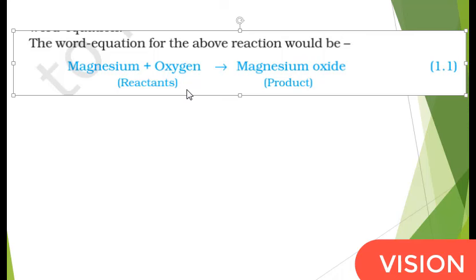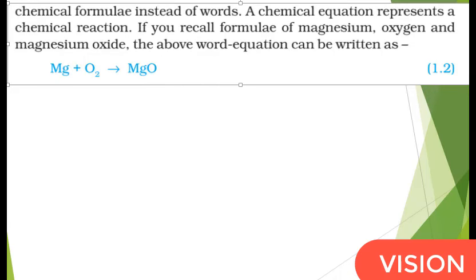This is magnesium plus oxygen gives magnesium oxide. This is the word equation. Symbolic representation is important, so we can see the symbol equation for the magnesium oxide creation activity. A chemical reaction can be represented by a chemical equation. Previously we saw the word equation. Here, instead of words we are using chemical formulas.